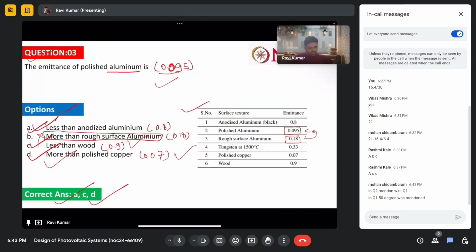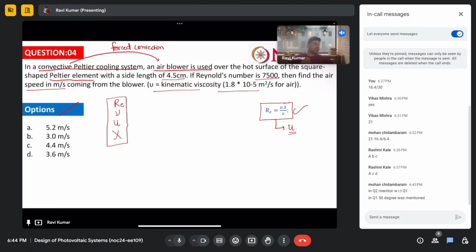Okay, sir. So we were here. Use this formula and calculate this speed. Just put the value and solve it. Mohan, Rasmi, how much are you getting for the value of u?